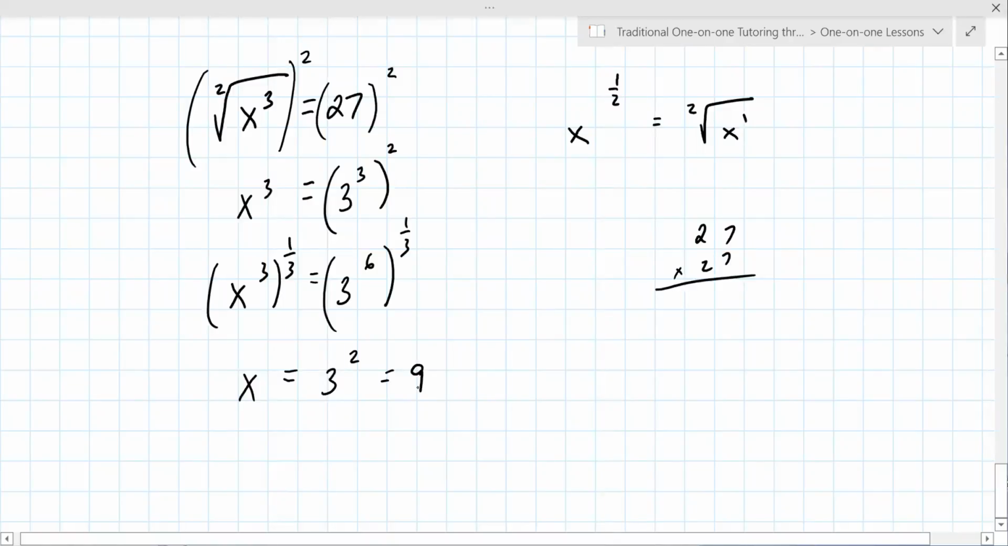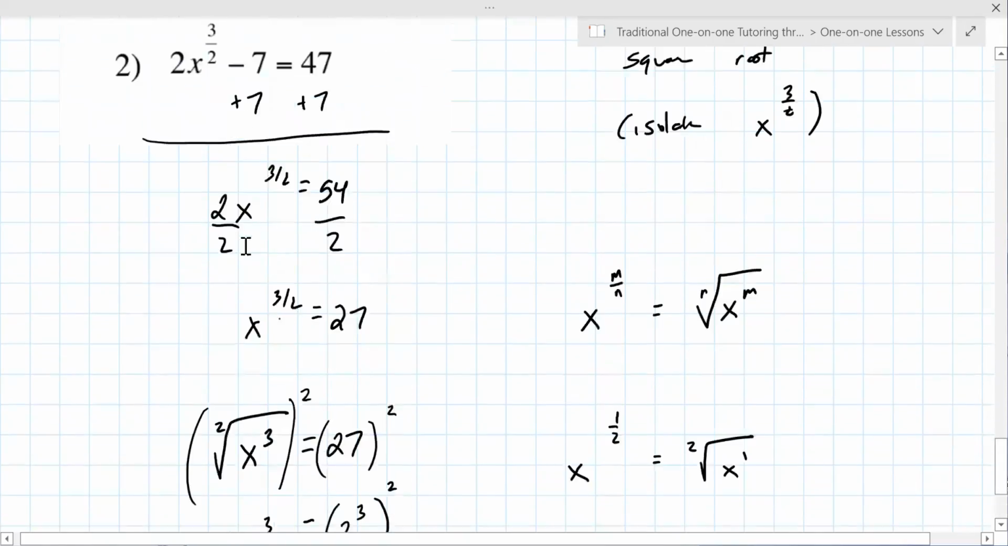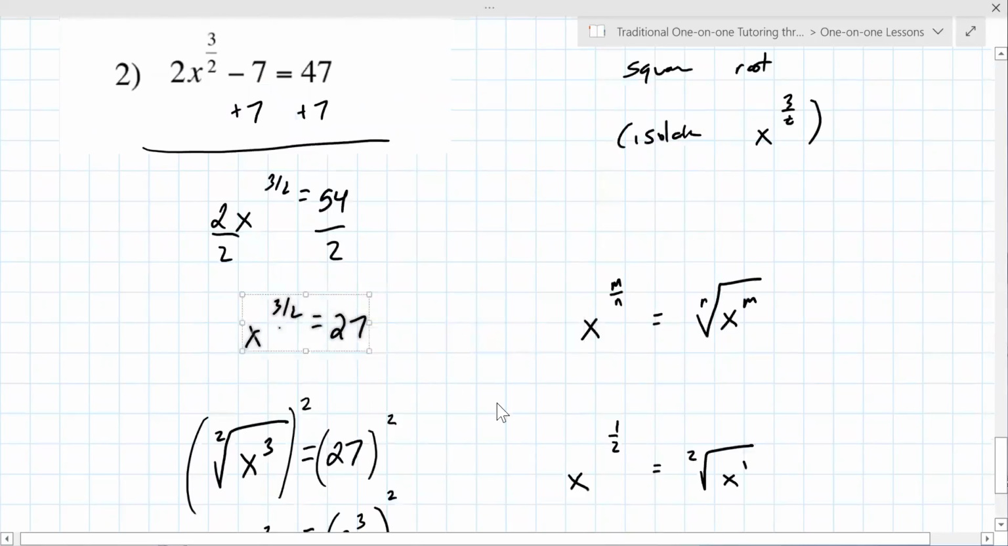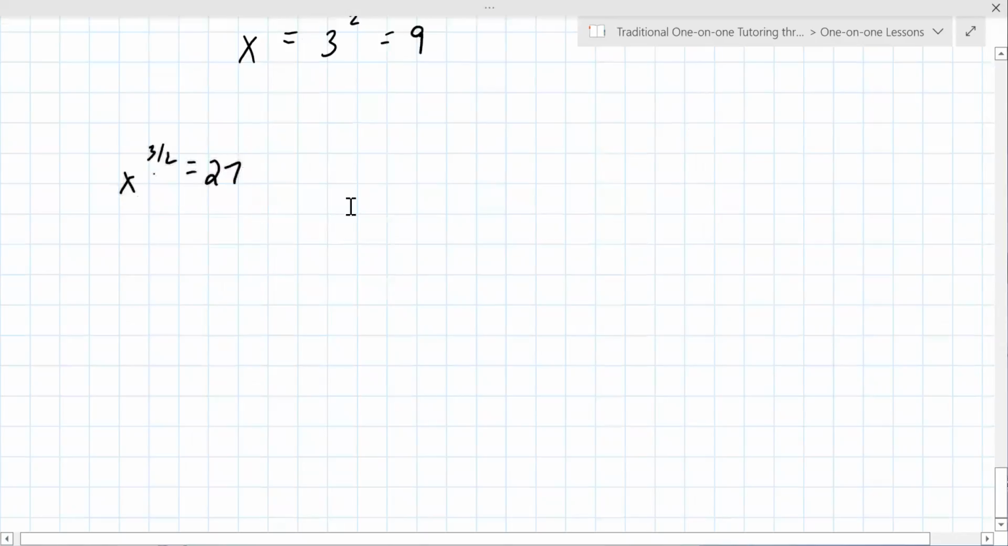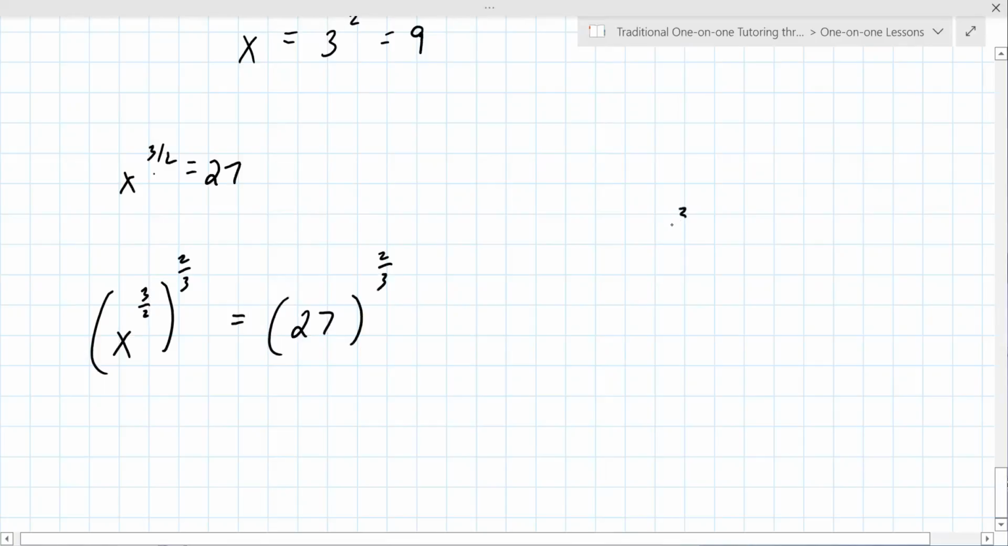Now I'm going to go back to this line right here, and I want you to see that we could have solved it right here, but this is potentially where you miss a solution. You can undo the exponent with the reciprocal of it. That works because the reciprocal, 3/2 times 2/3, is 6/6, which is 1. And that's what we want. We want x to be by itself. On the right, this is 3 cubed.